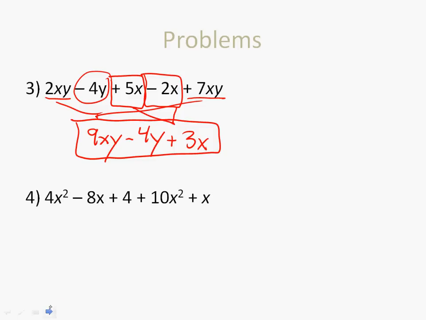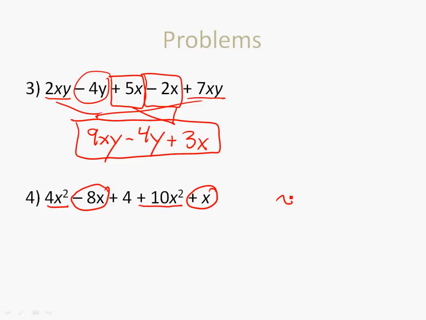Okay, same thing to kind of get you the same concept, 4x squared minus 8x plus 4 plus 10x squared plus x. So I'm going to start with the 4x squared. And remember, I need to have both the x and the exponent of 2. So the plus 10x squared has that. I have the minus 8x, so I need to have an x. And here's the x.